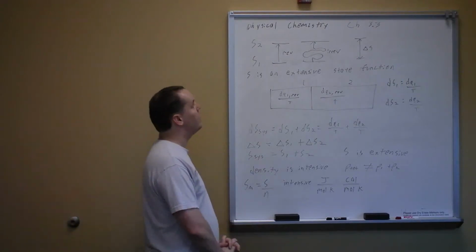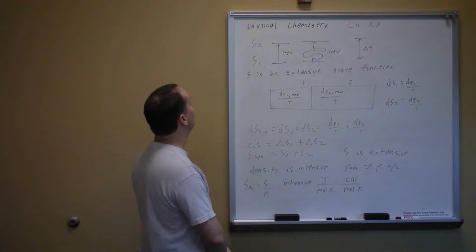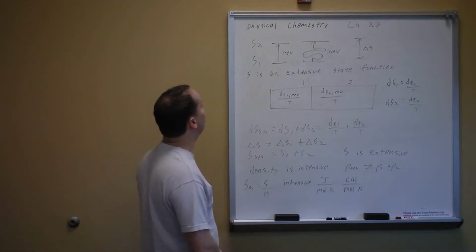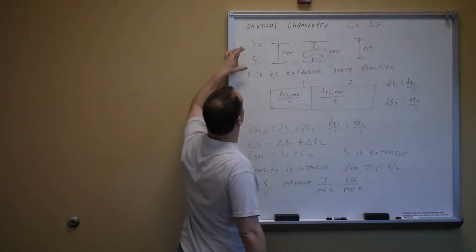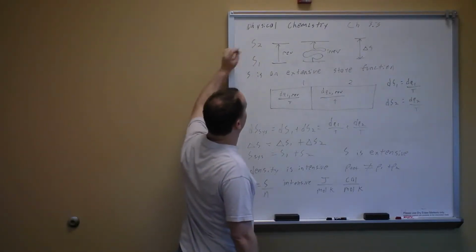Okay, continuing on in physical chemistry, chapter 3, section 3, we're going to talk more about entropy. We showed last time how entropy is a state function, but just to refresh your memory, let's say you're going from state 1 to state 2. So we have the entropy at state 1, entropy at state 2.